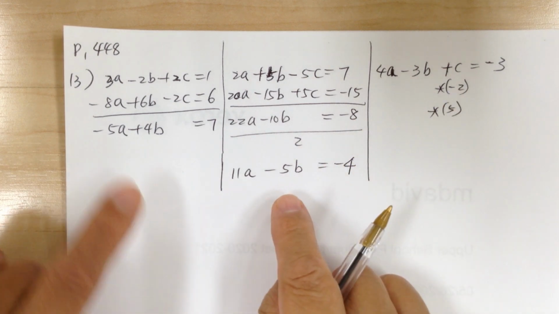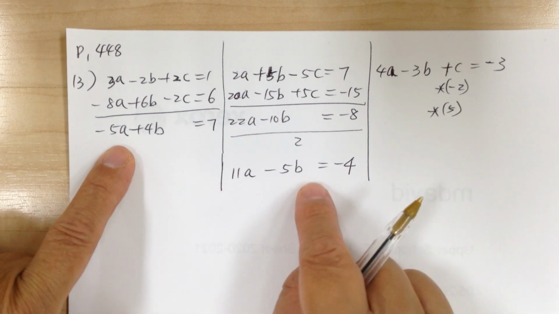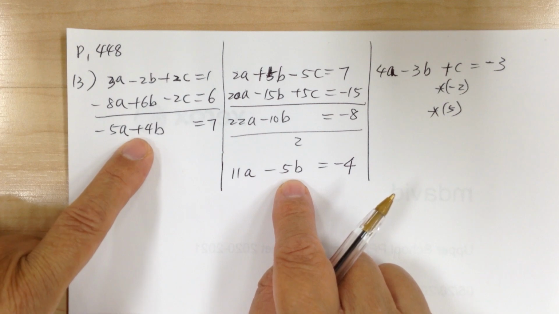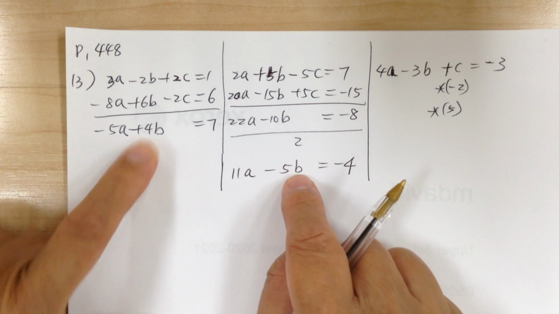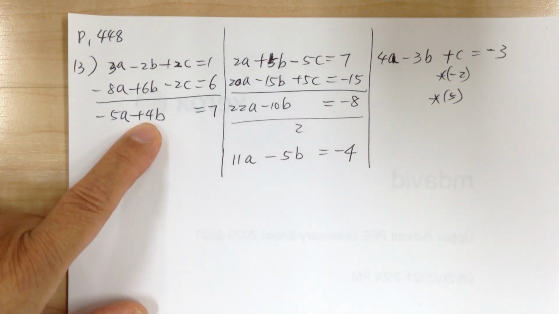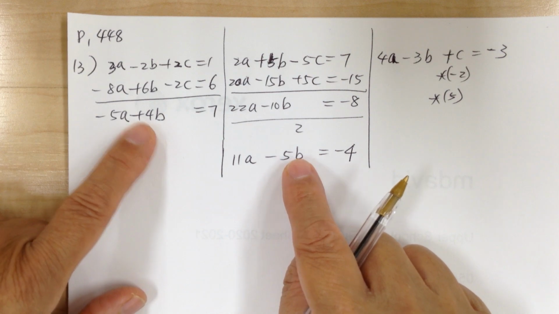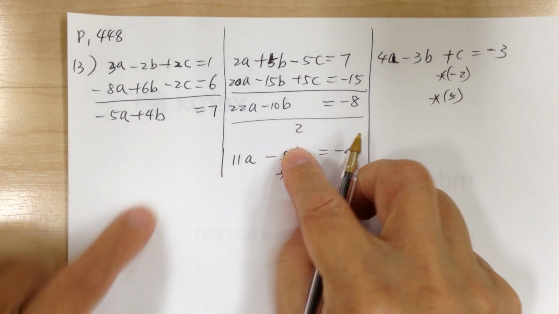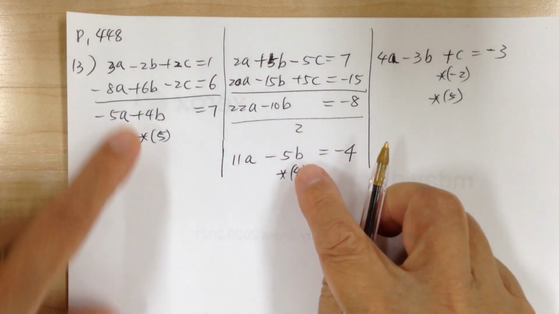From here, I need to choose either a or b. Since the b has an opposite sign already, and it has lower numbers, you got 4 and 5, and 5 and 11, I'm going to eliminate the b. I need to make them opposite. The least common multiple is 20. So I need to multiply this by 4 to get negative 20, and multiply this by 5 to get positive 20. So they will cancel out.